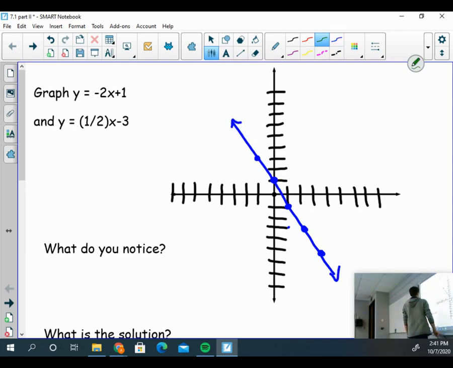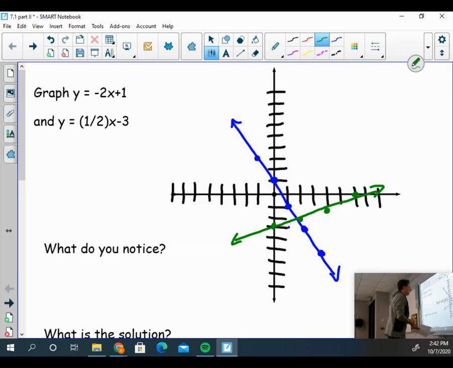Now I graph the other. Start at -3. I go up 1 over 2, up 1 over 2, up 1 over 2, and I draw my line. Now you're probably noticing or looking at this going, oh great, the dots didn't match up. The dots did not match up.